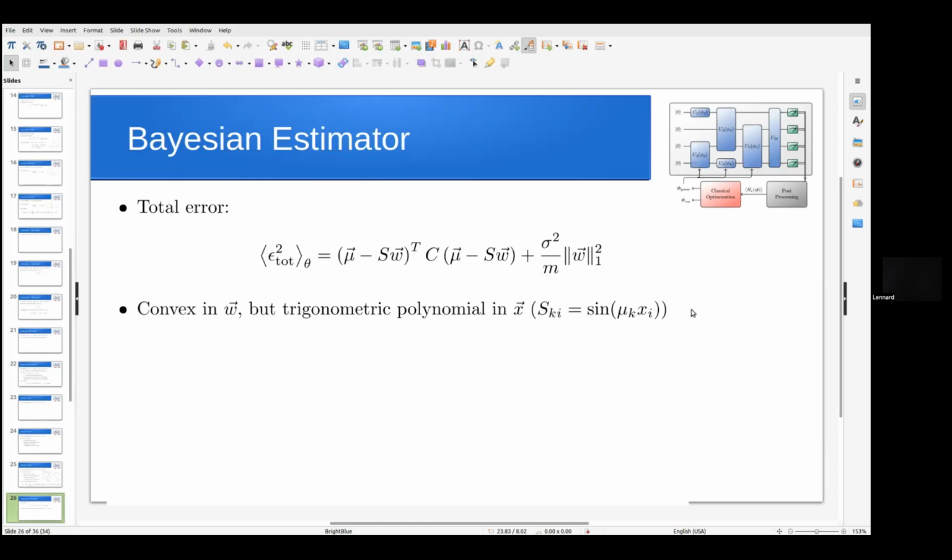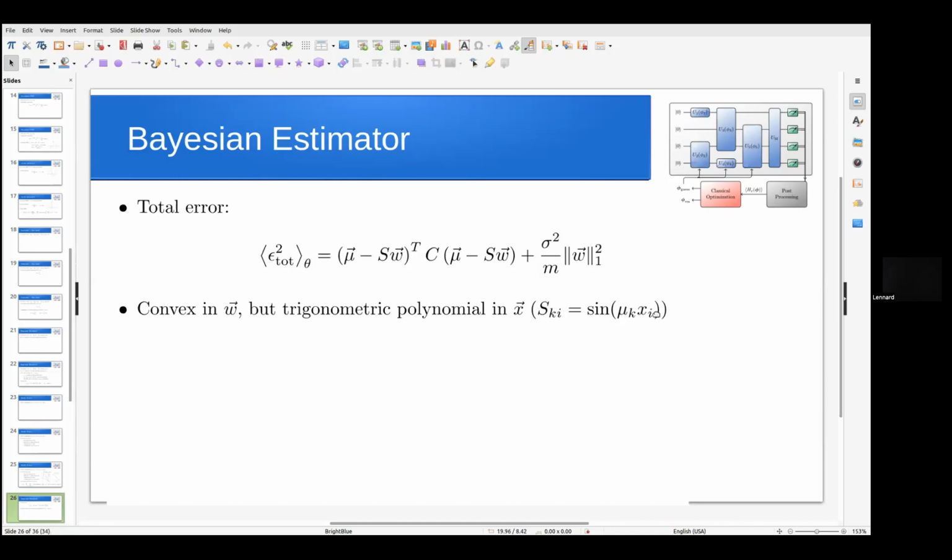Okay, so now we have the full error. On the right side, we have a statistical error, which we give with the shot noise. And on the left side, we have this a priori estimation-based guess for the systematic error, so the actual mistake we would make even if we measure infinitely. And this problem is convex in W, which is nice.